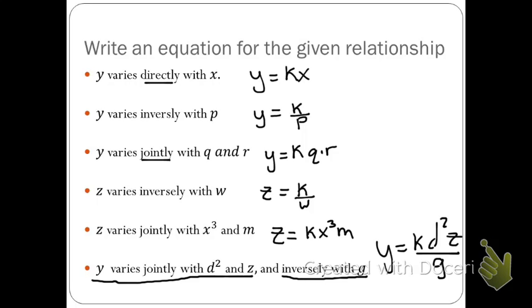Y equals k, because you always have a constant of variance, and that constant of variance is always in the numerator. Anything that is joint or direct is in the numerator with the k, and anything that is inverse is in the denominator. Great. So you can try these. There are some excellent examples in your book in section 9.1. Great. Okay. So I'm going to run through this super fast.